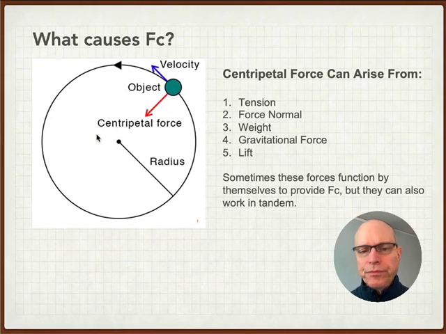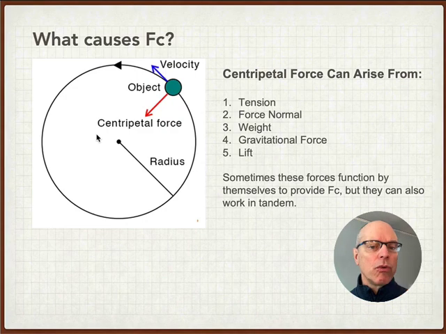So to begin with, here's a slide that talks about 5 different kinds of forces that can really supply this centripetal force. Tension is a force supplied by a string or a wire. Force normal is a force that's supplied by a surface. Weight is the force of gravity. We break out gravitational force because when we talk about things like orbital motion that we're not into yet, orbital motion is going to be supplied by the force of gravity, even when objects are not close to each other.